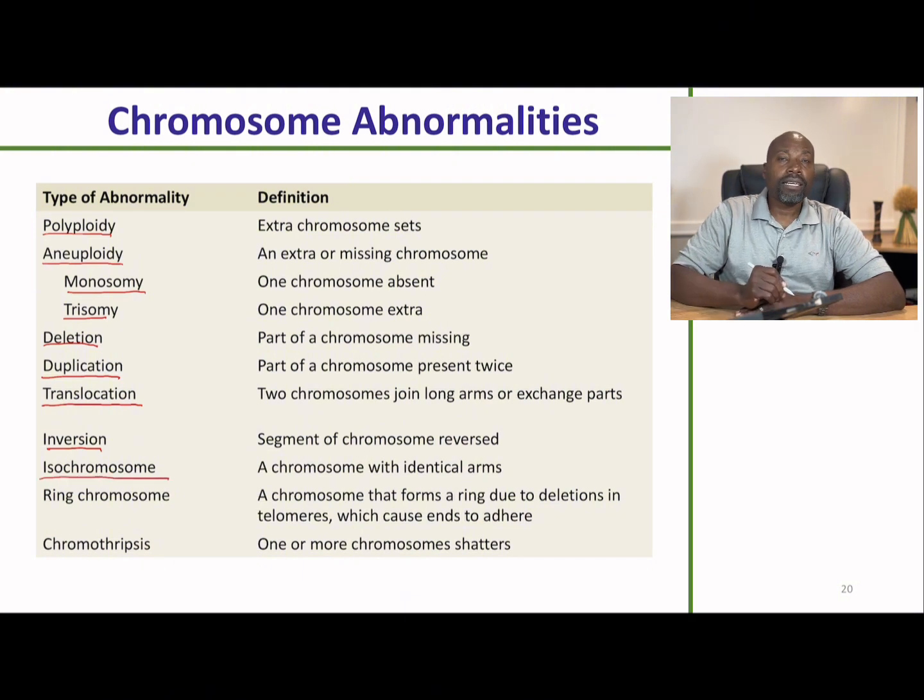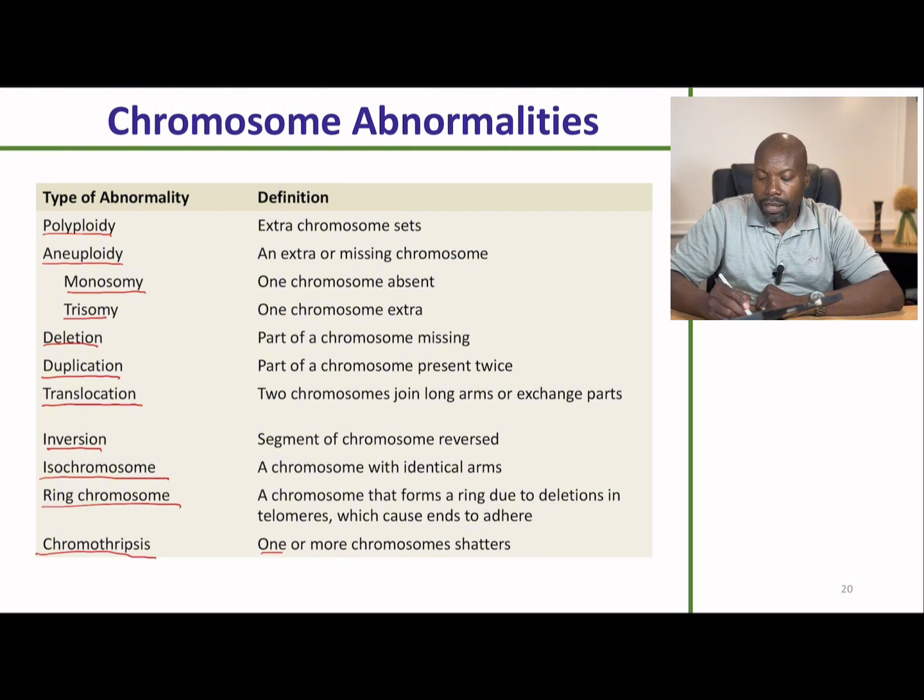The isochromosomes, it's a chromosome with two identical arms, okay? We have ring chromosomes and chromothripsis. Chromothripsis, it's basically one or more chromosomes that shatter, right?